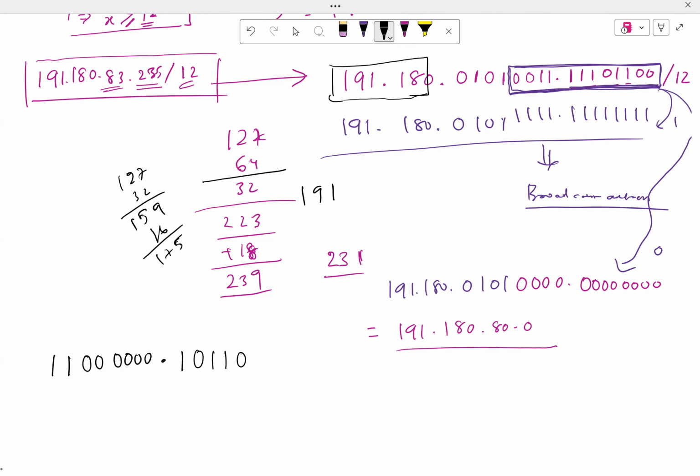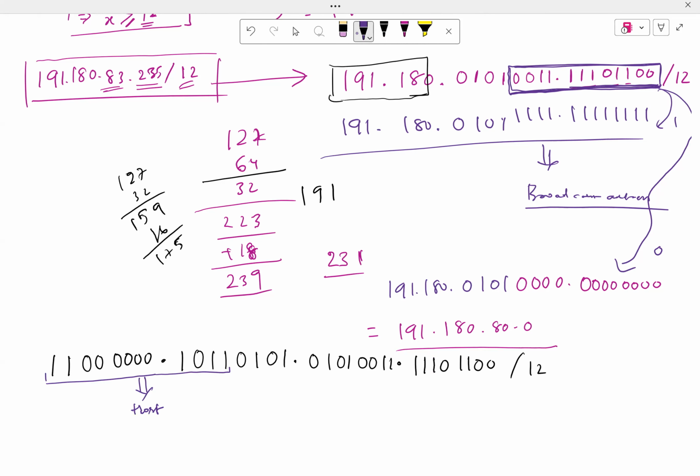So 8 will be 0, 4 will be 1, 12 will be 0, 1, 1, dot your 0, 1, 0, 1, 0, 0, 1, 1, dot 1, 1, 1, 0, 1, 1, 0, 0, slash 12. This means the first 12 bits is 8 plus 4. The remaining bits are host.